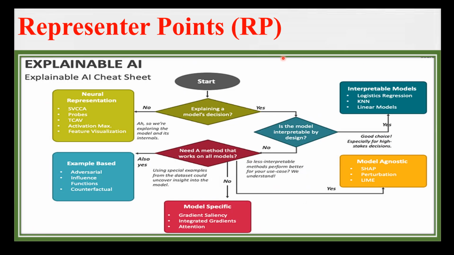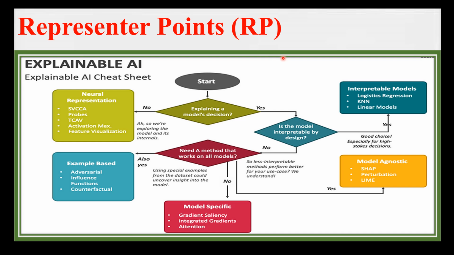Then comes representer points. Now, these representer points are an explainable AI technique that provides a visual explanation of a machine learning model's decision making process by identifying the input data points that are most representative of this model's prediction. And these points are selected based on their high similarity to the original input data, while still providing a clear visualization of the model's decision making process. So in simple terms, representer points are the most important examples that represent the model's prediction and help us understand how it makes its decision.